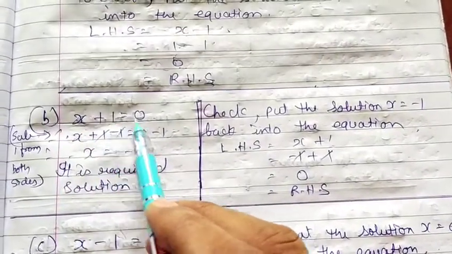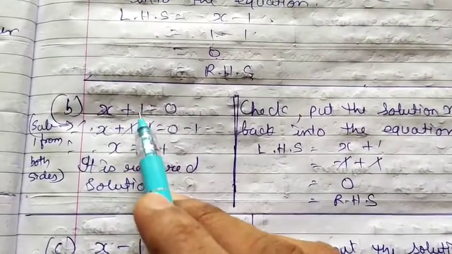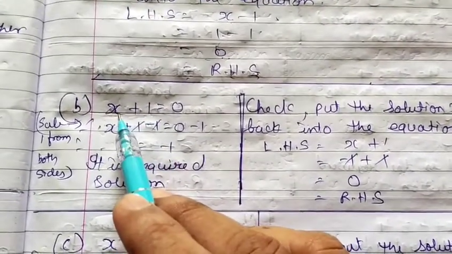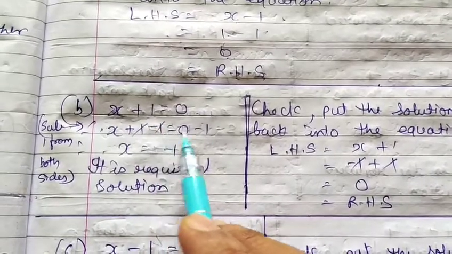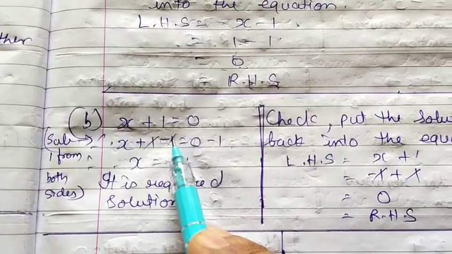x plus 1 equals 0. Now dear student, here we will follow one method only. Here positive 1 is there. So how to separate this variable? I will subtract 1 from both sides. By doing so, positive 1 and negative 1 will get cancelled.